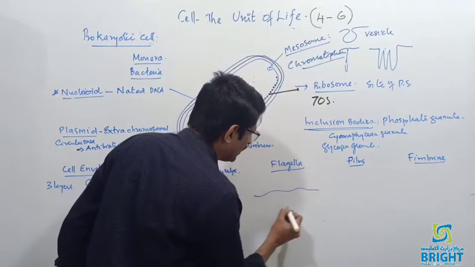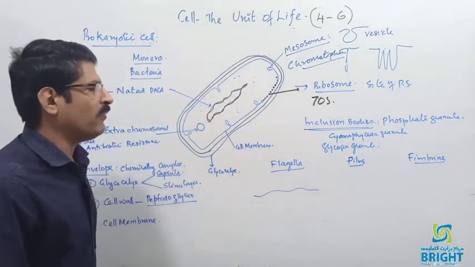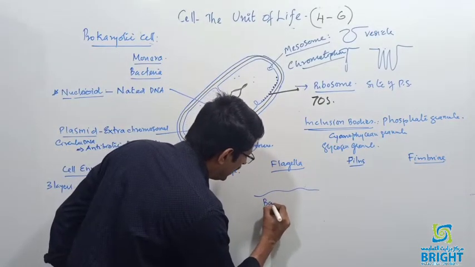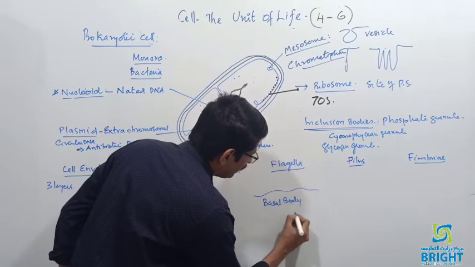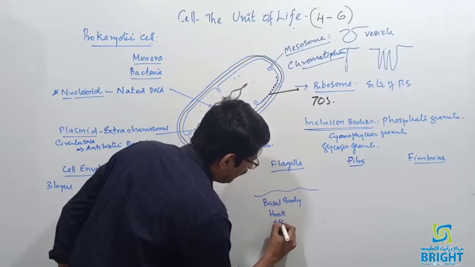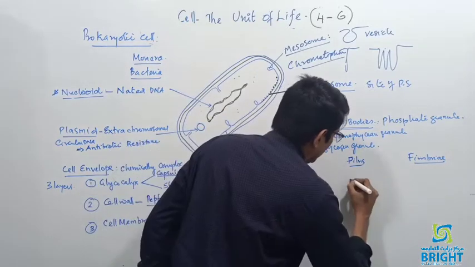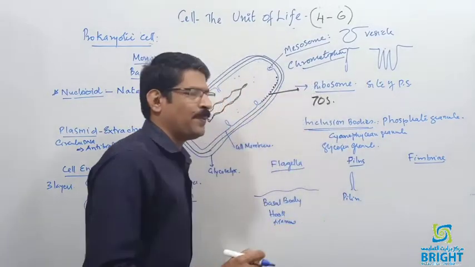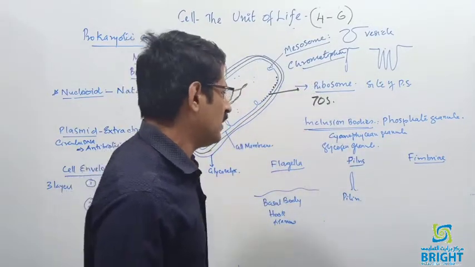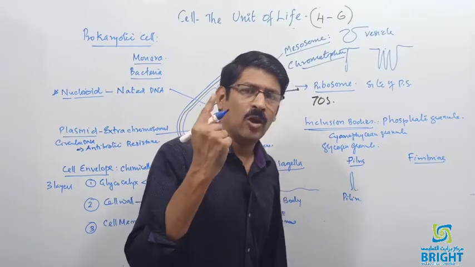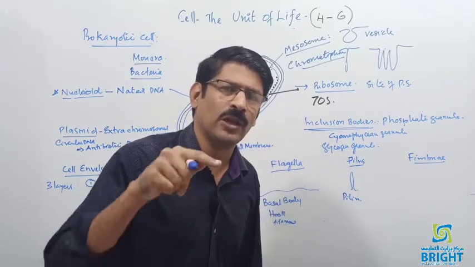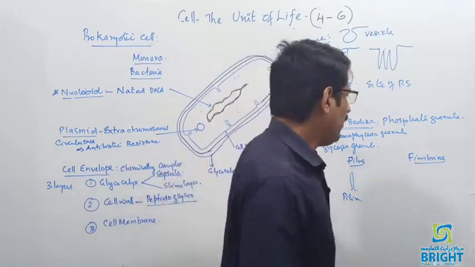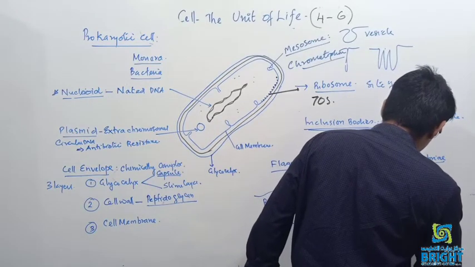Flagella is the longest structure, which helps in the movement of the bacteria, and it has three parts: basal body, hook, and filament. Pilus is a finger-like outgrowth composed of pilin protein, and it provides certain sexual behavior to the bacterial cell. Pilus is an elongated finger-like outgrowth present on the bacterial cell, composed of a special pilin protein.